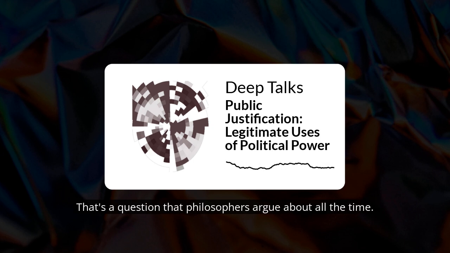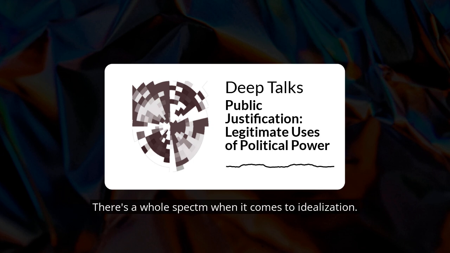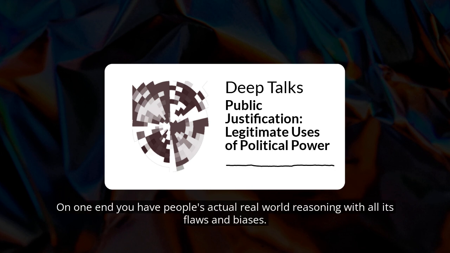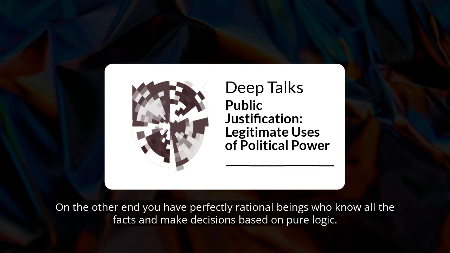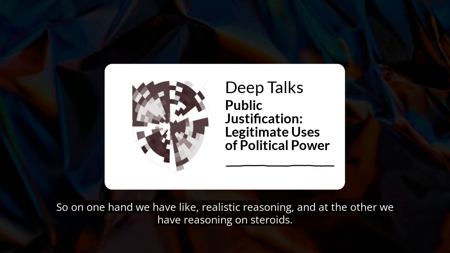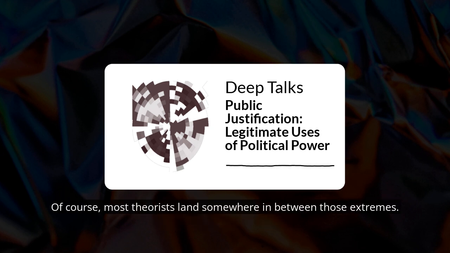That's a question that philosophers argue about all the time. There's a whole spectrum when it comes to idealization. On one end, you have people's actual real-world reasoning with all its flaws and biases. On the other end, you have perfectly rational beings who know all the facts and make decisions based on pure logic. So on one hand, we have, like, realistic reasoning, and on the other, we have reasoning on steroids. That's a great way to put it. Of course, most theorists land somewhere in between those extremes.